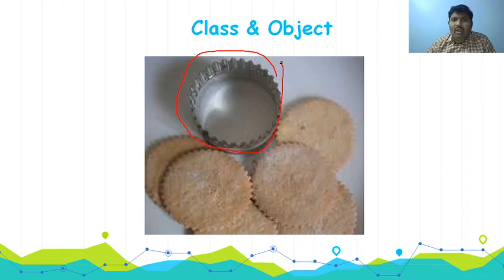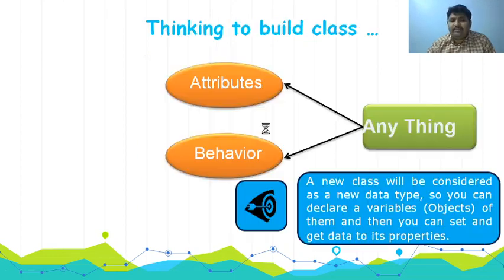Here also, I have a model of a particular cool drink cap. Based upon that, I created several objects. Here are the different objects, and these are all similar. Who is grouping them? The cap is the model. Based upon that, we created all these objects.